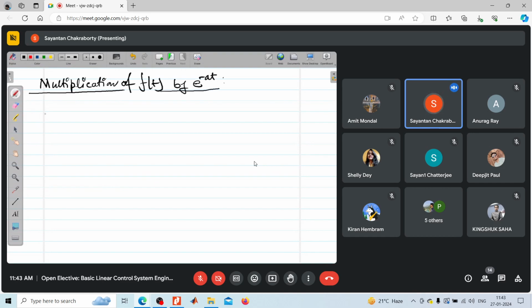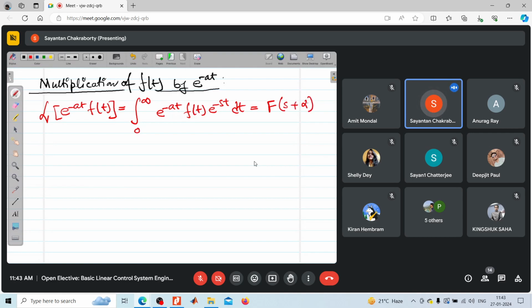Then I'll simply put out the result. It's very easy to follow. The integral from 0 to infinity of e to the power minus (s plus alpha) t f(t) dt: as you can easily see, it will be s plus alpha. So it will simply become F of s plus alpha. Let's find out F(s) and replace s by s plus alpha.